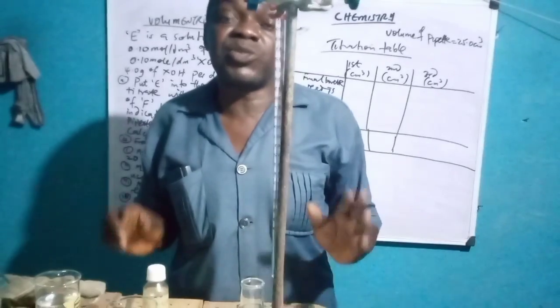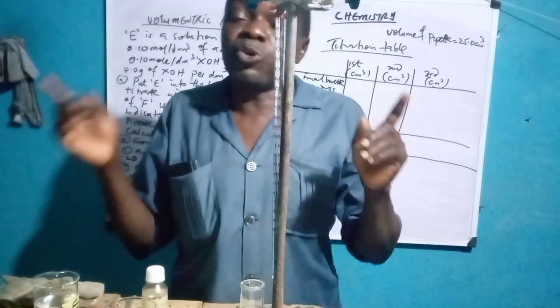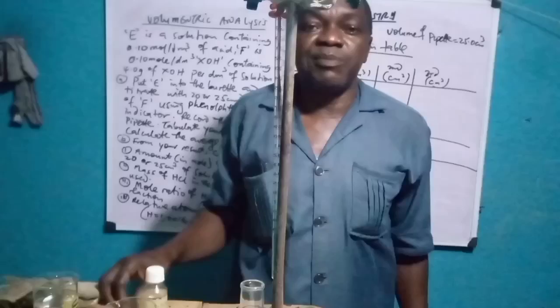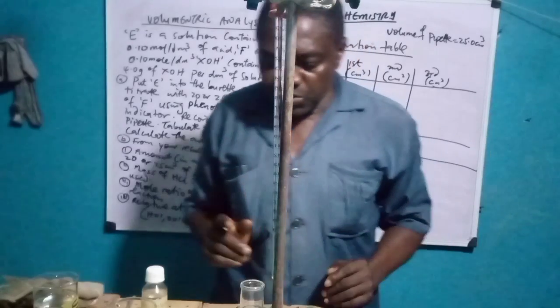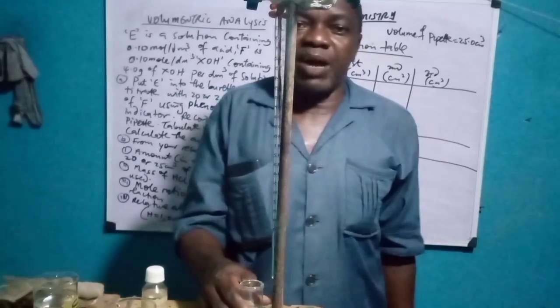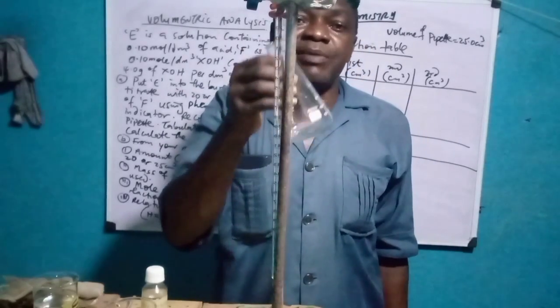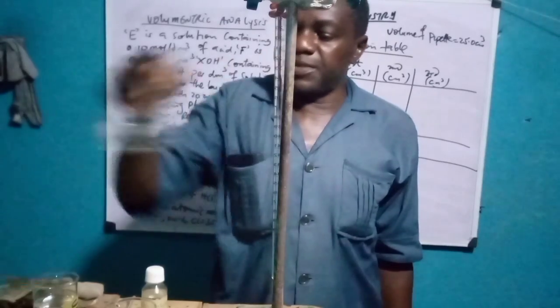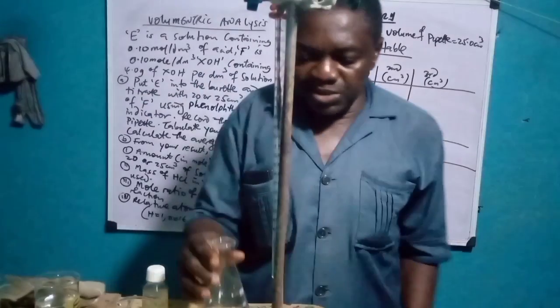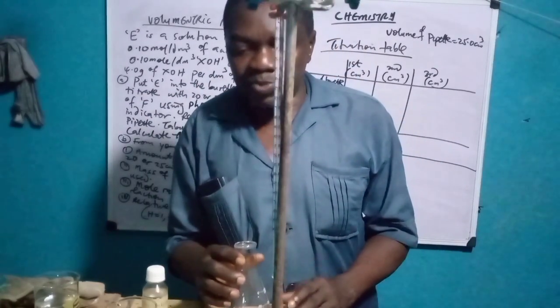Most often they say rinse the burette and pipette with the solutions to be put in them. That one summarizes everything, so don't make a mistake. Then remember also, you rinse a clean conical flask with water. That is all you need for the first few precautions.